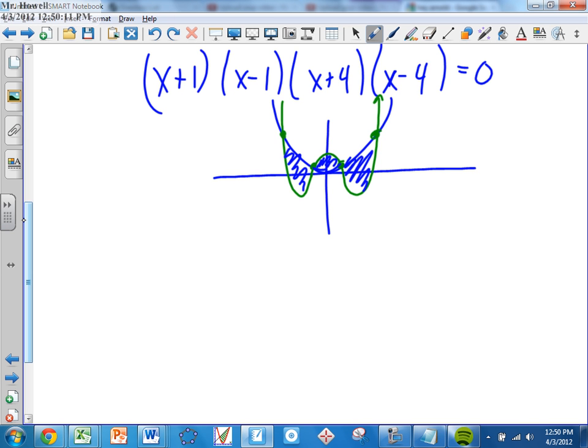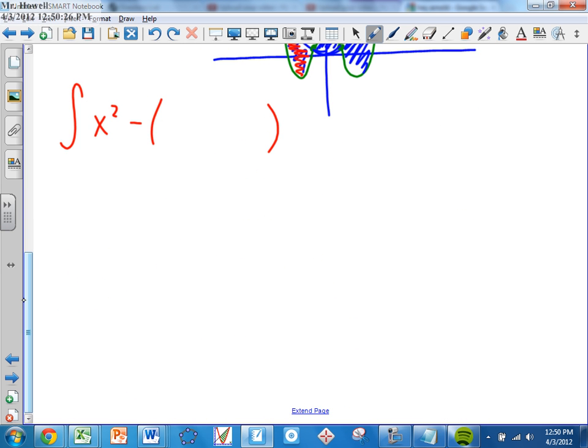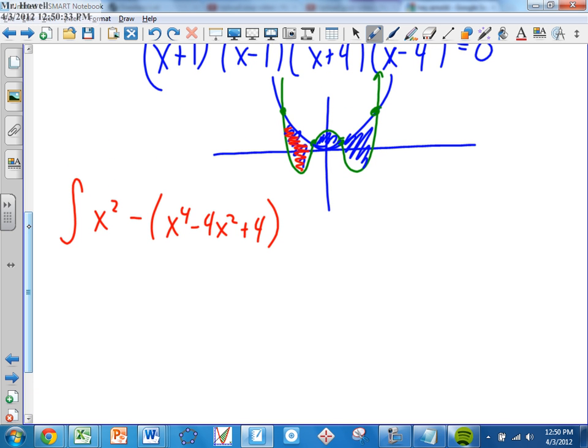Okay. So for this one, what's the upper function for the leftmost area here? The parabola x squared, right? So I need the integral of x squared minus the quartic. The quartic was 1, negative 4, 4. Okay? So we take the upper minus the lower, and what are my limitations? What is this coordinate of intersection for the x value? And what is this one? So I go from negative 4 to negative 1. That's that one over there.